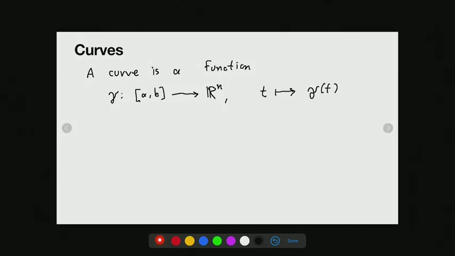What is a curve? So, for the purpose of this class, a curve is a function. It's just that. It's defined on an interval. Let's call the curve gamma, little gamma. And it's defined on some interval from A to B. And it goes into n-dimensional space. And the parameter is always called t in this class. We take t and we map it to some point gamma t.